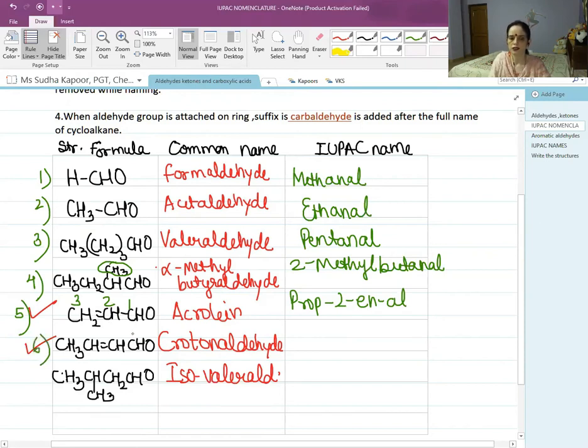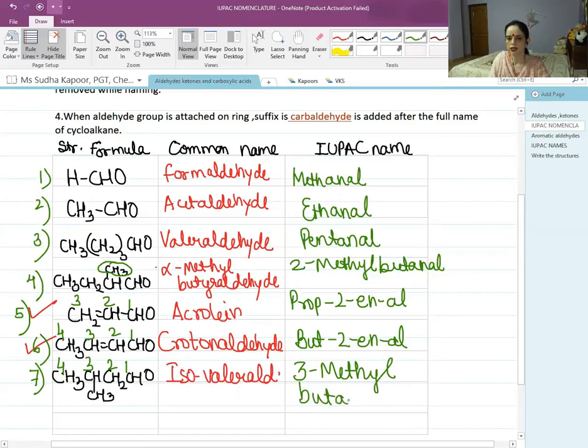Now, in the sixth one, we will be numbering from the part which is having the lowest number to the CHO. So it becomes but-2-enal. Now, the seventh one, which is isovaleraldehyde, it is the methyl which is present on the third carbon. So it will be known as 3-methyl butanal. So common name as well as IUPAC name both must be known when we are doing the conversion, when we are giving the IUPAC name.